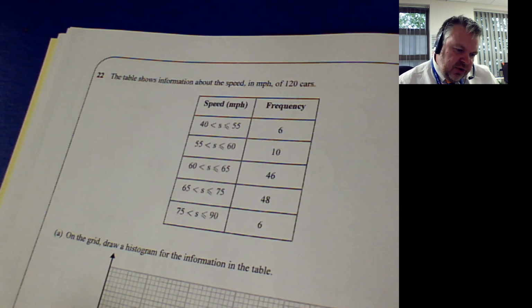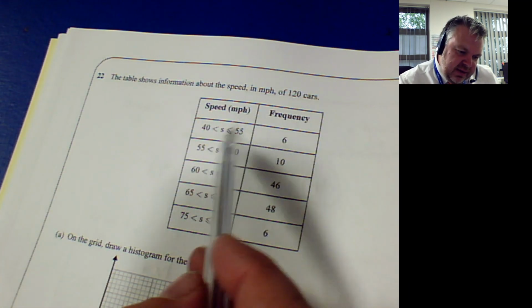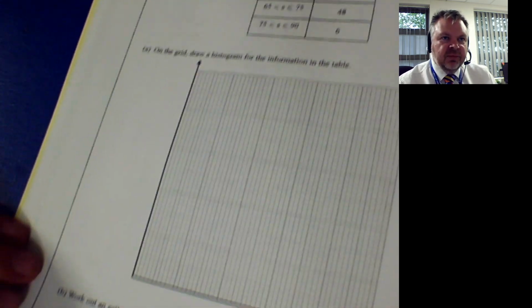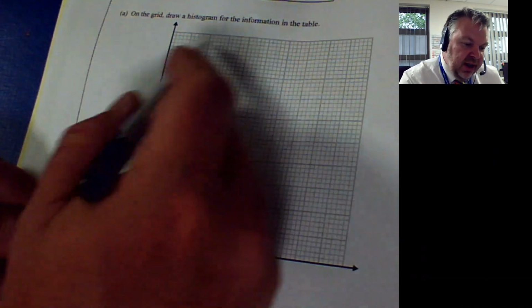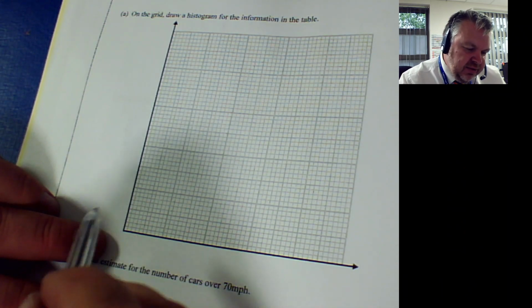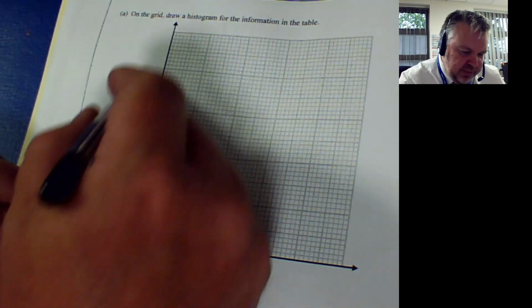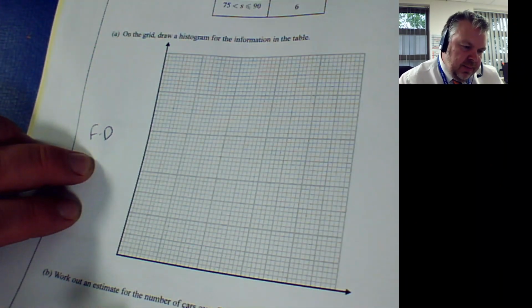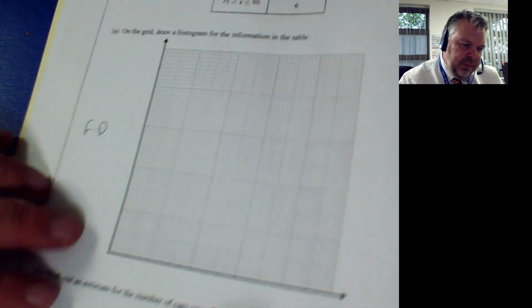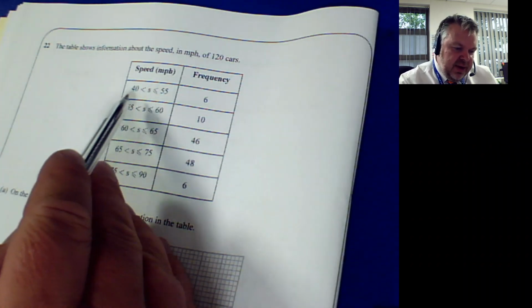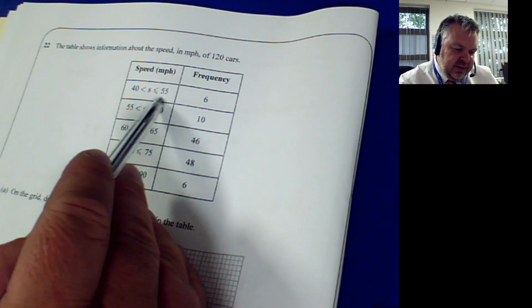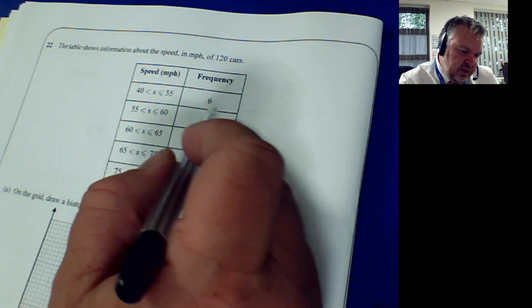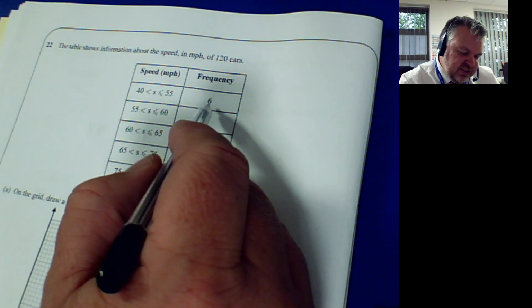Okay, next one we've got speed, frequency. Draw a histogram from the table. I'm noticing that my histogram has got no labels on. This is really important, because up here I've got to work out my frequency density. Frequency, remember, goes inside the bar. So on this bit I've got a width of 15 and I've got a frequency of 6.